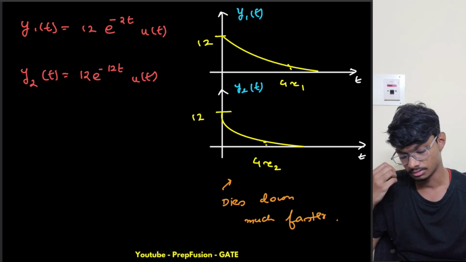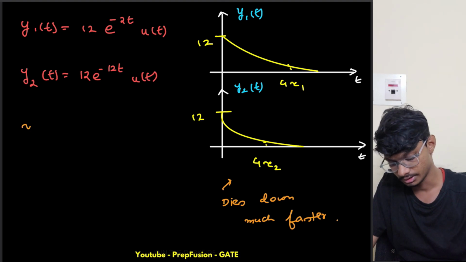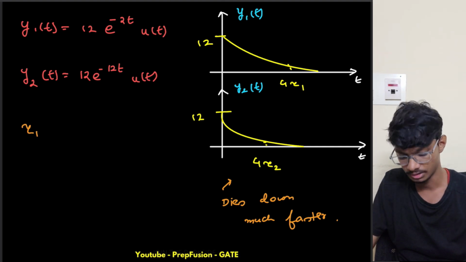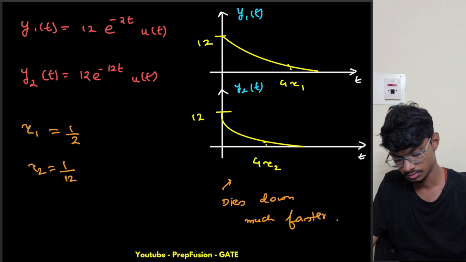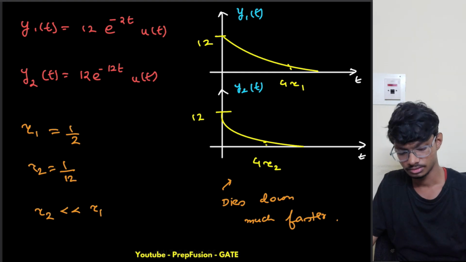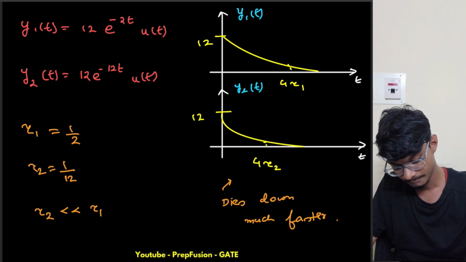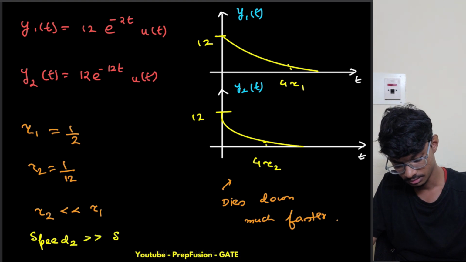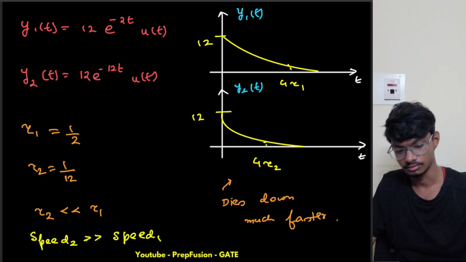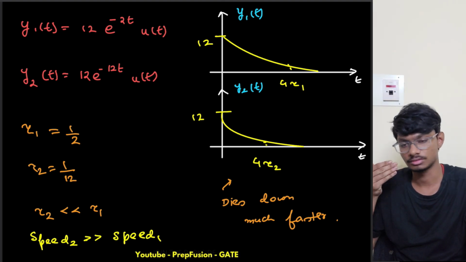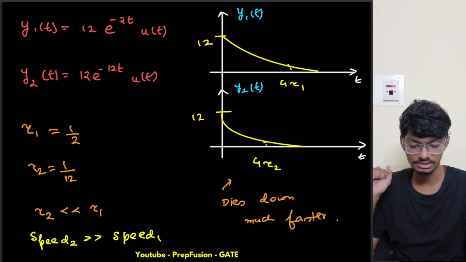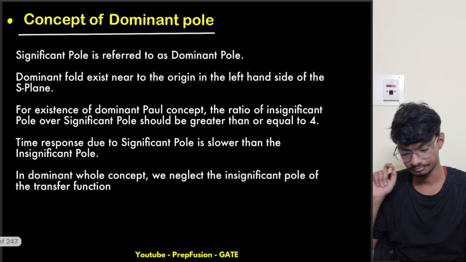So we can write the time constant also, as I explained, but let me write it also. Tau 1 is 1 by 2 and tau 2 is 1 by 12. So tau 2 is much less than tau 1, right? So the speed of 2 will be much greater than the speed of 1. Here we will use the concept of dominant pole only when one time constant is much less than the other time constant.